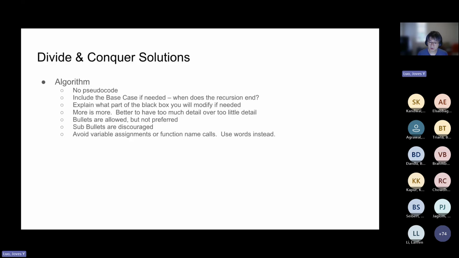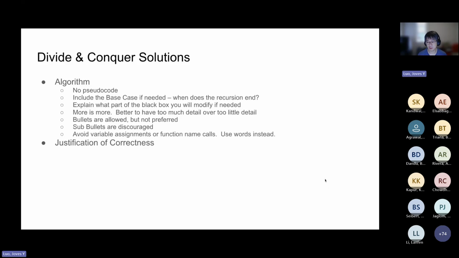Let's consider the midpoint. Let's consider the target. Those have meaningful names in binary search and divide and conquer algorithms. So try to use those instead of saying let x equal this or set this equal to that. That tends to look like code to some graders.